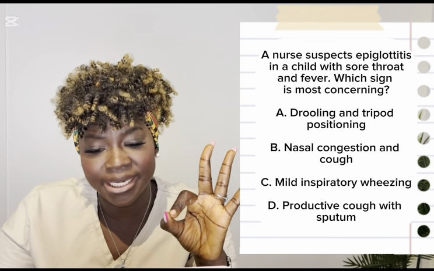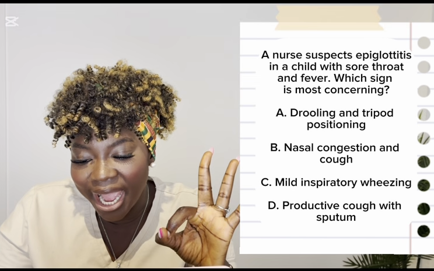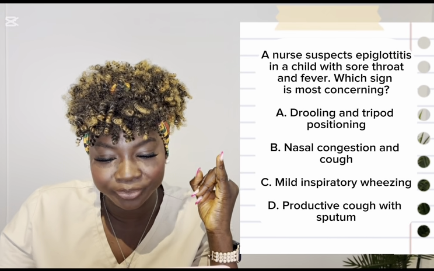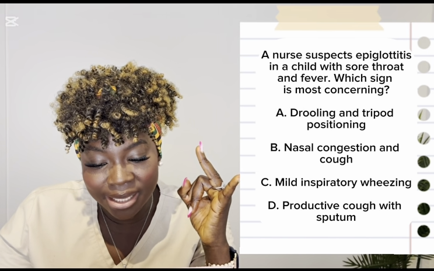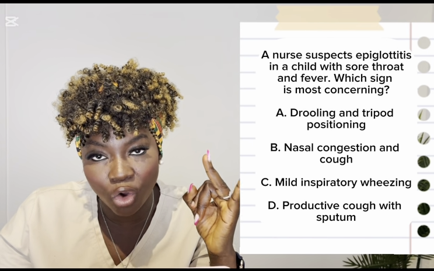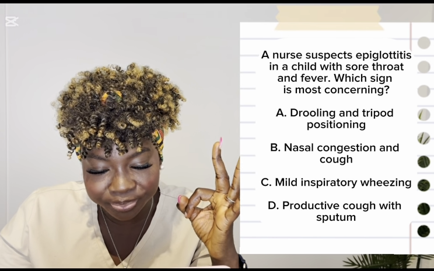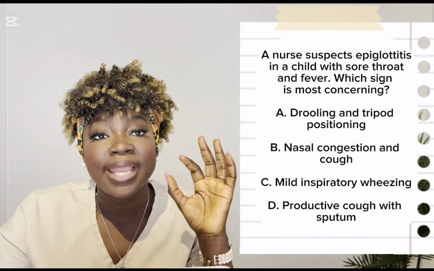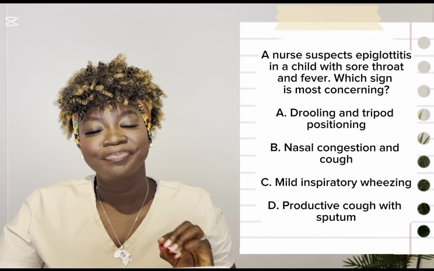Now let's go. A nurse suspects epiglottitis in a child with sore throat and fever. Which sign is most concerning? A, drooling and tripod positioning. B, nasal congestion and cough. C, mild inspiratory wheezing. And D, productive cough with sputum. And so guys, the right answer is A, drooling and tripod positioning.